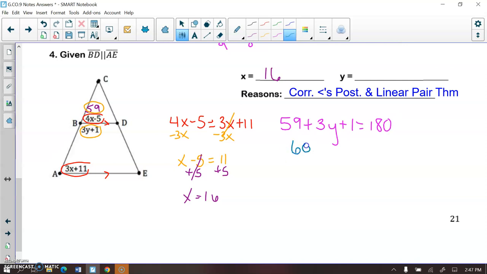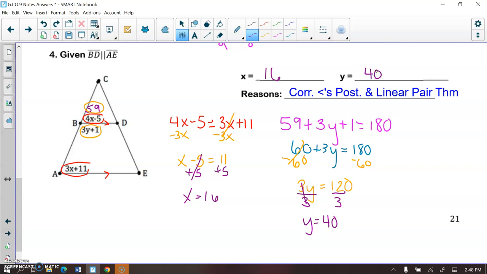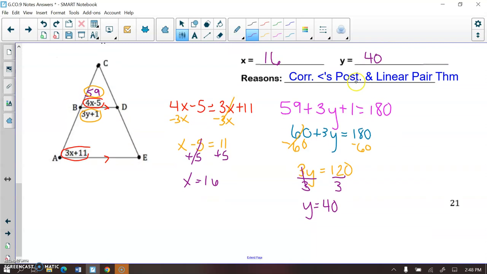59 plus 1 is 60. Subtracting 60 from both sides, I get 3y is equal to 120. And dividing by 3 on both sides, y comes out to be 40. Alright. So now, moving on to the next page.